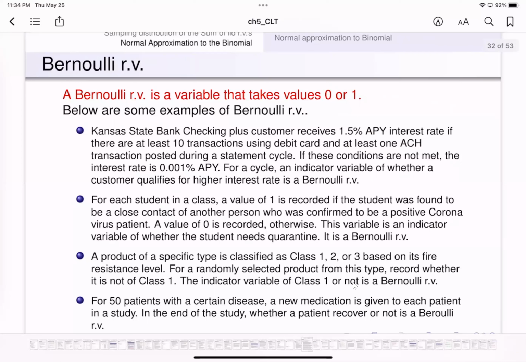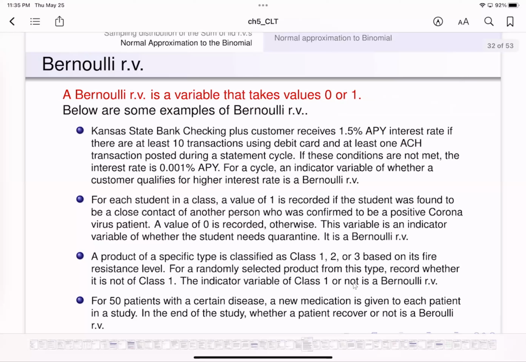There are more examples here. Kansas City Bank checking plus customers would receive a higher interest rate, like 1.5 APY, if they meet some conditions. These conditions include at least 10 transactions using a debit card and at least 1 ACH transaction. If all these conditions are met, they get the higher interest rate. If any of the conditions is not met, then a low interest rate will be applied. So for a randomly selected customer, whether this customer qualifies for the higher interest rate is a Bernoulli random variable.